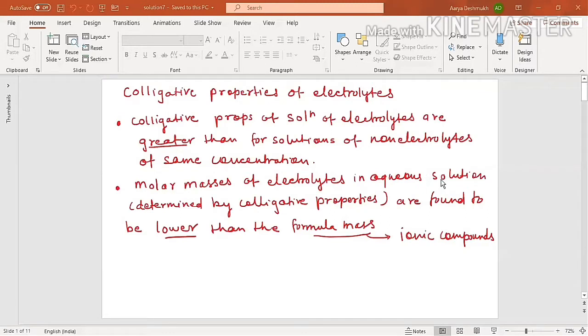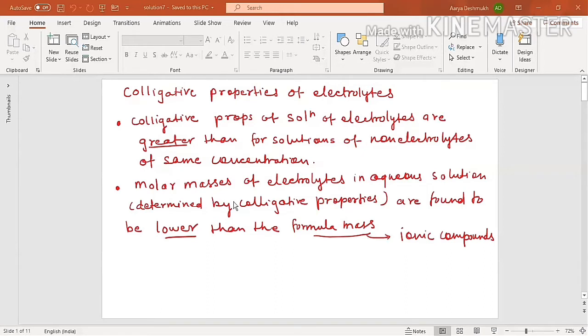The molar mass of electrolytes in aqueous solution, as determined by the colligative properties, is found to be lower than the formula mass. We use the term formula mass, which you must have studied in the first chapter of the 11th standard textbook. The formula mass term is used for ionic compounds. If you are dissolving an ionic compound, the molar mass of that compound is called the formula mass if the compound is an electrolyte or ionic in nature.